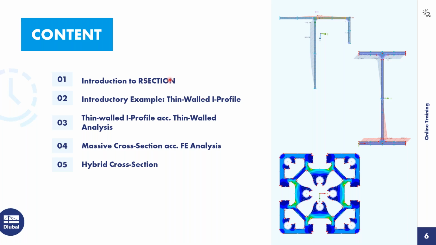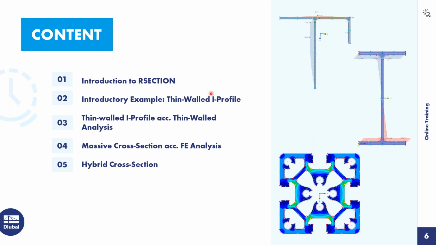Rsection is our cross-section standalone program for the creation and calculation of user-defined and any different cross-section and profiles. You can calculate thin wall profiles and also massive profiles. This is a huge advantage that you need only one cross-section program, Rsection, in order to calculate various and different profiles and cross-sections. It doesn't matter if they are thin-walled cross-sections or if they are massive cross-sections.